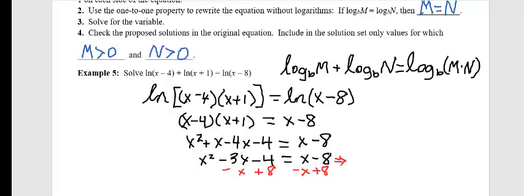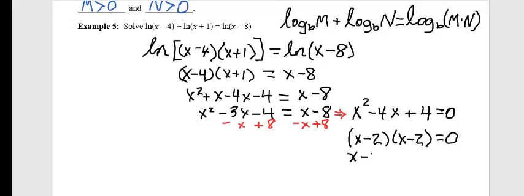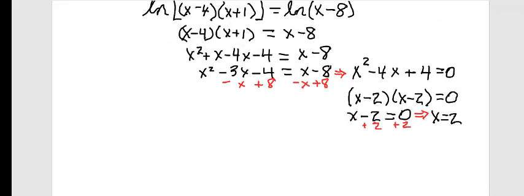And notice when we simplify, the left side becomes x squared minus 3x minus 4. The right side is x minus 8. So we subtract x and add 8 to both sides, and we get x squared minus 4x plus 4, which we can factor into x minus 2 times x minus 2 equals 0. So these are repeated factors, so we just need to take one of them, set it equal to 0 using the zero product principle, and x equals 2.